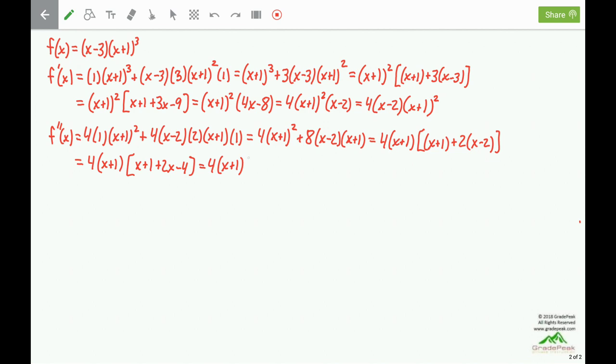So inside the square brackets, we can combine like terms. I'm going to turn the square brackets into parentheses now. x plus 2x will be 3x. Positive 1 minus 4 will be negative 3. We can factor the 3x minus 3 a little further. It has a common factor of 3, which will factor out and move out with the 4 to become a 12. We have the x plus 1, and then factoring a 3 out of 3x minus 3 will leave behind x minus 1. There's the second derivative fully factored.